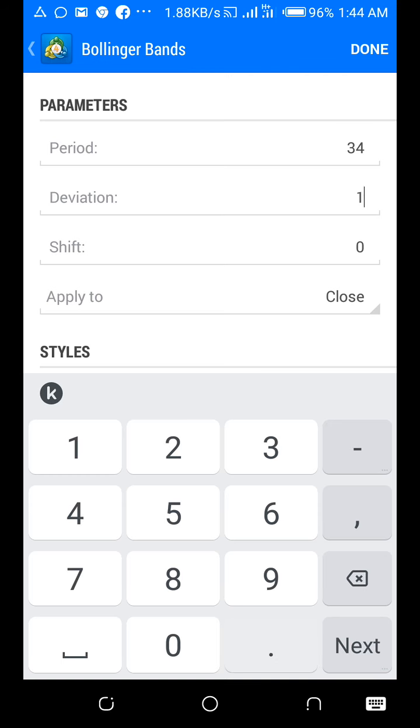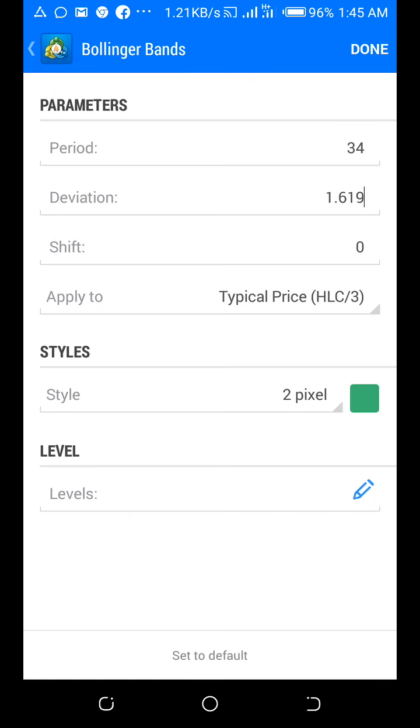I have 1.619. Shift we have 0. Apply to we have weighted. Style I have 2 pixel, and then I have light blue.